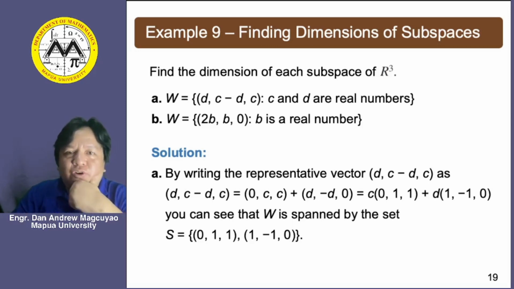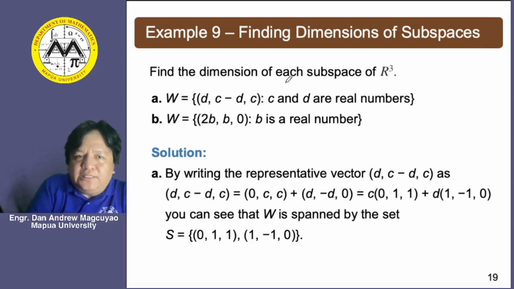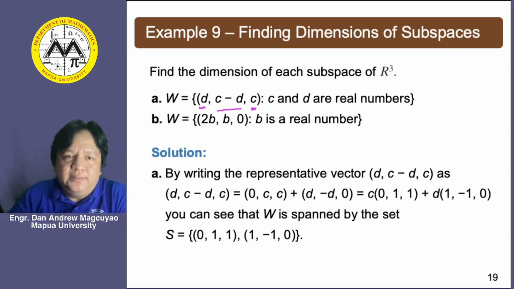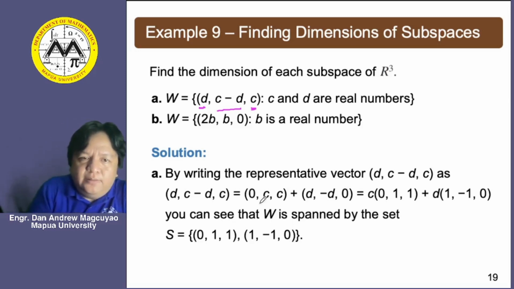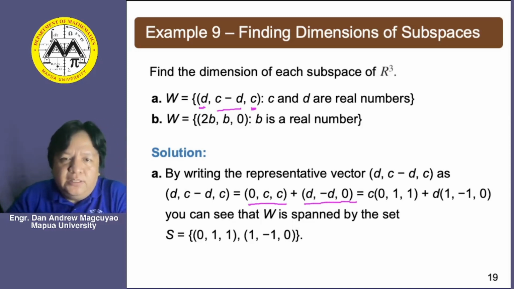Find the dimension of each of the subspaces of R cube. So for W, we have (D, C minus D, C). This is a vector in R cube, where C and D are real numbers. So our representative vector has D as the first component, C minus D as the second component, and C as the third component. It can be written as C times (0, 1, 1) plus D times (1, negative 1, 0).